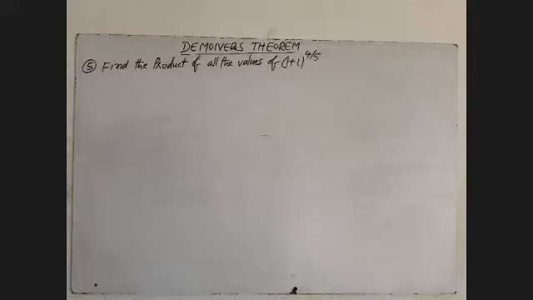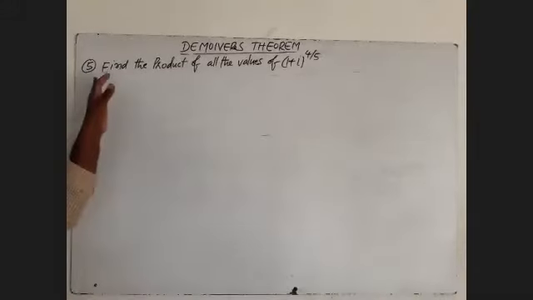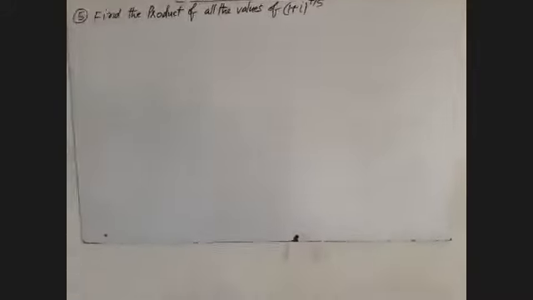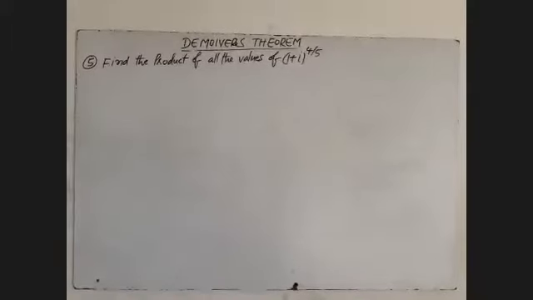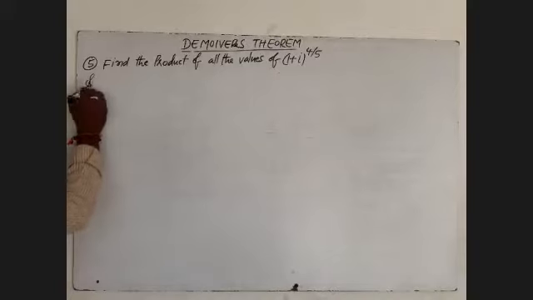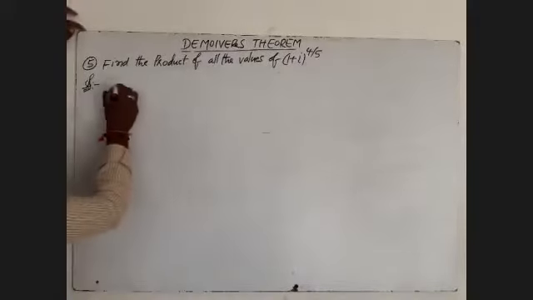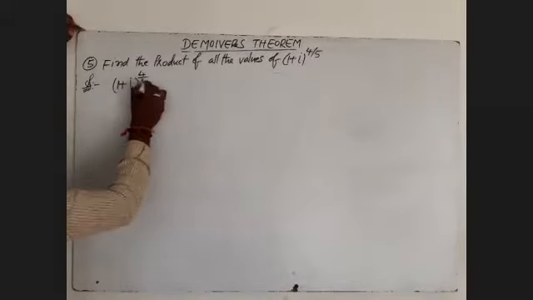Well, observe what I am asking in this problem. Find the product of all the values of (1 plus i) whole power 4 by 5. We will observe. First, given one is (1 plus i) whole power 4 by 5.